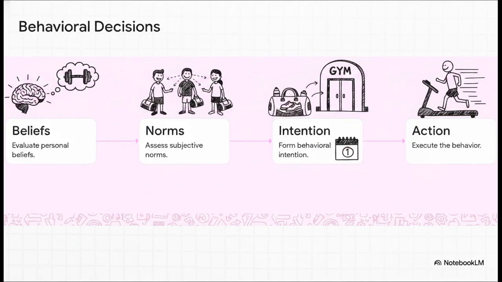Let's look at how these steps actually build on each other in a real-world scenario. Let's say you want to start working out. Step 1, you evaluate your beliefs. Exercise is healthy, good for you. Step 2, you assess the subjective norms. All your friends are going to the gym and hey, you want to fit in. Step 3. These combine to form a behavioral intention, so you pack your gym bag. And finally, Step 4. You execute the behavior and actually go to the gym.